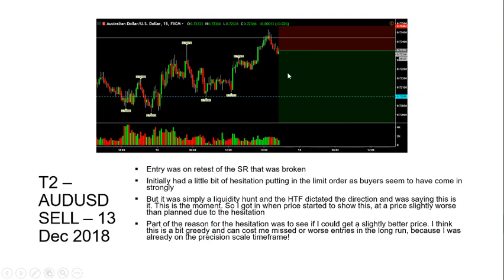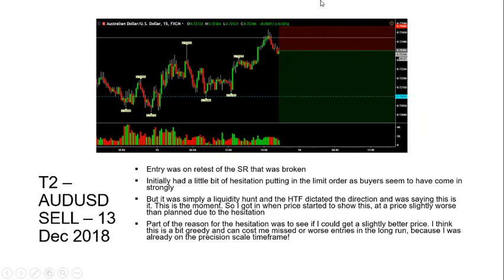But I very quickly decided, okay, no, there's no reason to hesitate. This is a logical entry area. That's a trap. People have gotten trapped over there, especially since price broke these highs and never really held from a larger time frame perspective. So I got in at a slightly worse price, just 1 or 2 pips, 1 pip worse, or half pip worse.